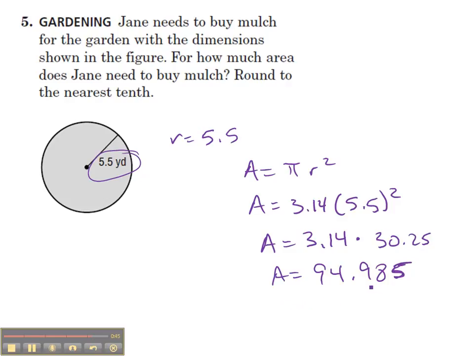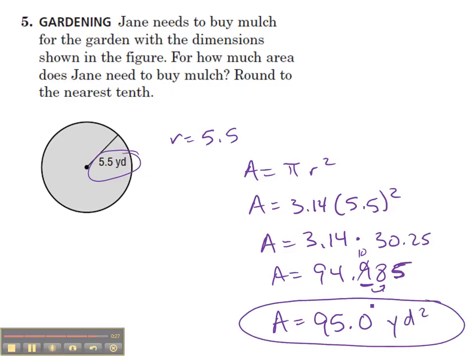So then rounding to the nearest tenth, look at the number to the right of the tenths place. It's 5 or higher, so that 9 has to round to a 10, which means the 94 becomes 95.0. So area equals 95.0 yards squared, or just 95 yards squared.